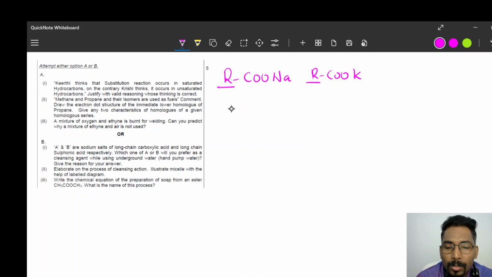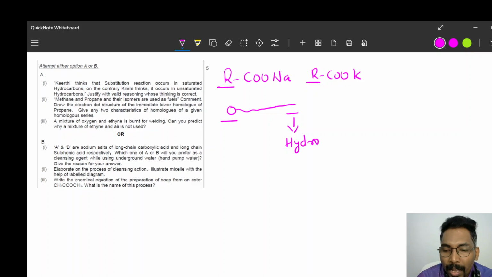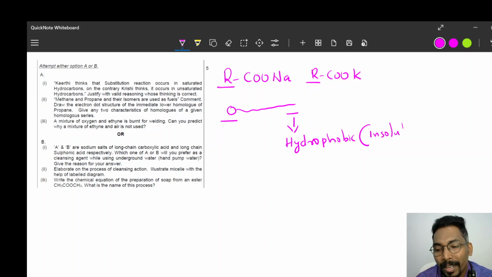A soap molecule you can consider like this, that means it will have a head portion and a tail portion. So listen carefully, it's a very important topic. This head portion and tail portion have two important properties. This tail portion is hydrophobic in nature. These words are very important. Hydrophobic means water hating. That means this end will not dissolve in water, so you can say insoluble in water.